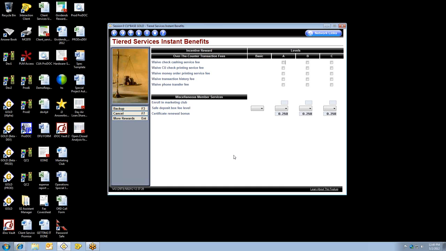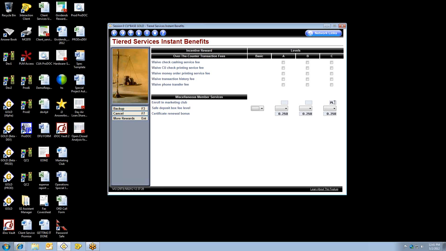Marketing clubs is the next option under miscellaneous member services for our instant benefits. You have the ability based on each individual tier level to also assign a marketing club. How that can be beneficial is that you may say that my top tier, if it were to be platinum, I want to enroll them in the platinum marketing club. That particular marketing club may be a marketing club that offers rate benefits, for example.